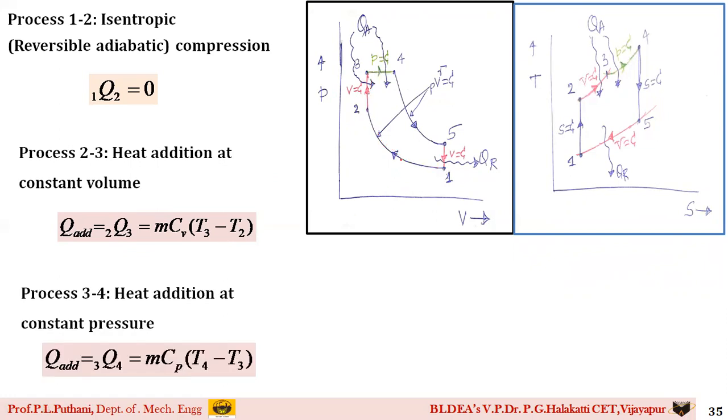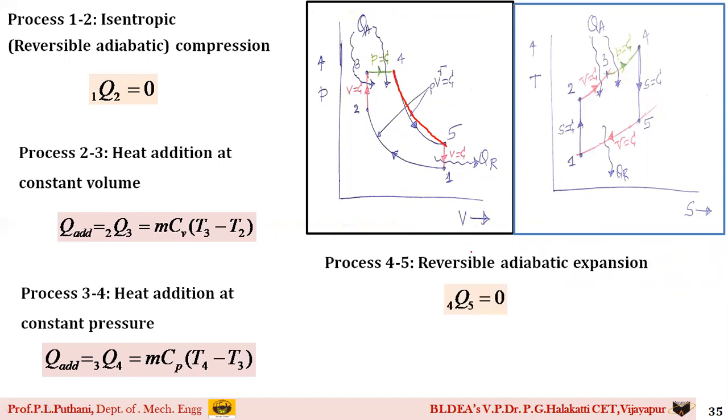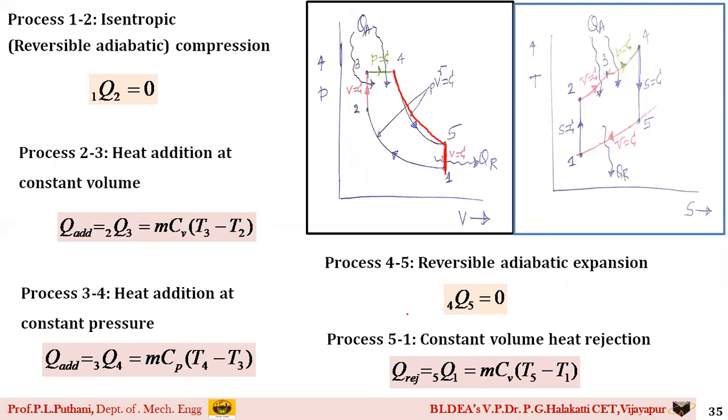Then I have process 4 to 5, it is an isentropic expansion process, as it is a reversible adiabatic expansion process. The heat transfer is 0 for 4 to 5. And the final one is 5 to 1, that is heat rejection at constant volume, that is Q R equals Q 5 to 1, mCV (T5 minus T1), is the heat rejection process.